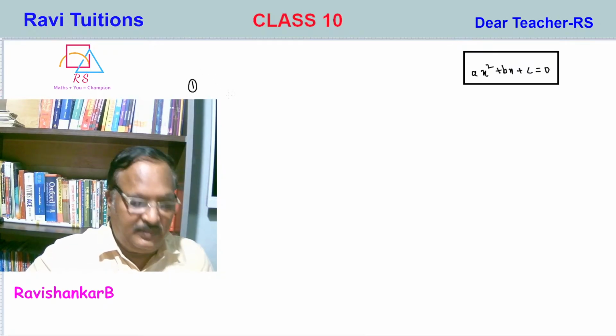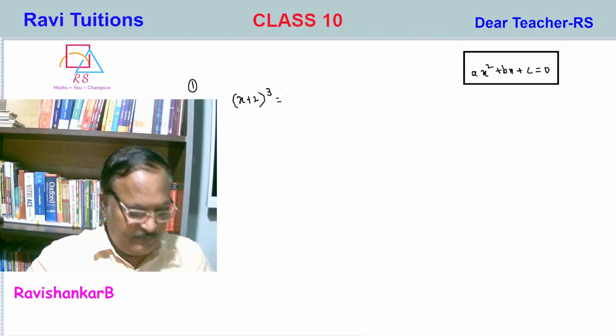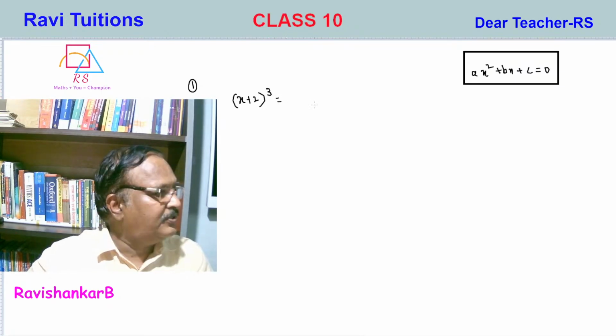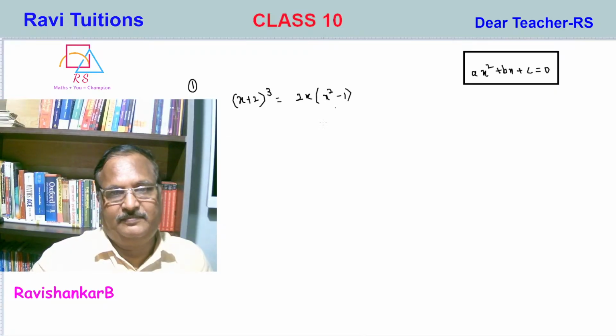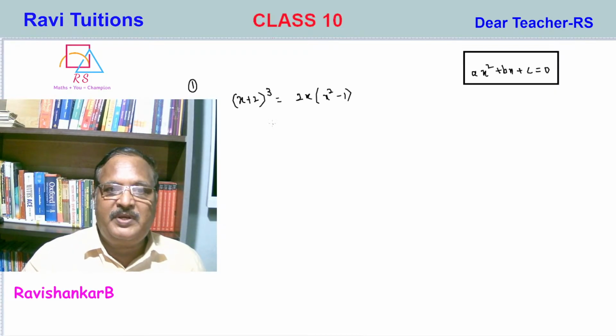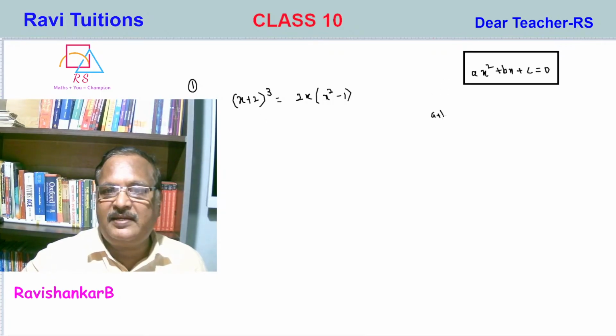First question. Let me copy it properly. It is a very big task, you have to copy the question very clearly. X plus 2 whole cube is equal to 2x into x square minus 1. Previously it was whole square, now it is whole cube. The a plus b whole cube formula you have to write.